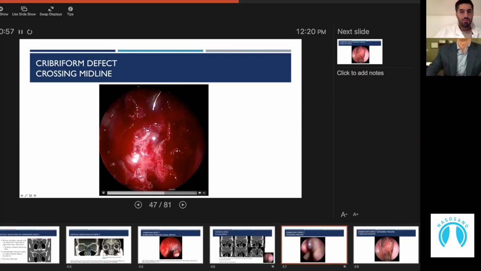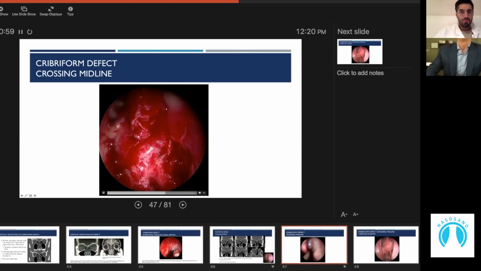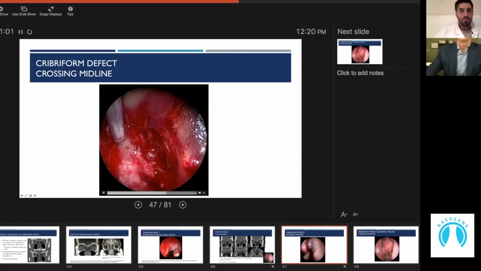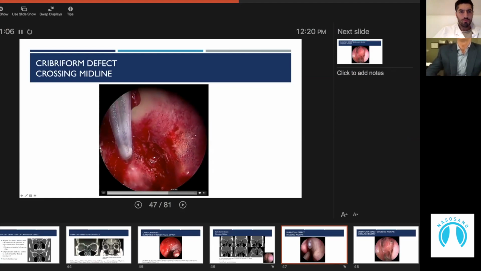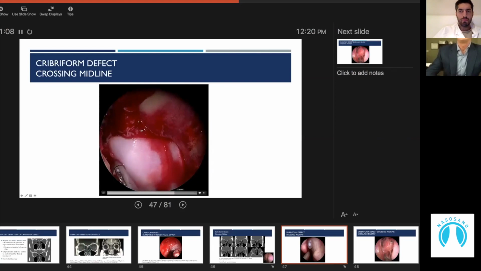I'm going to fast forward. There's our defect. Okay. It wasn't a high flow leak, but it was a significant leak. So I used some tissue glue here. And now I'm going to use, again, a dural replacement graft.